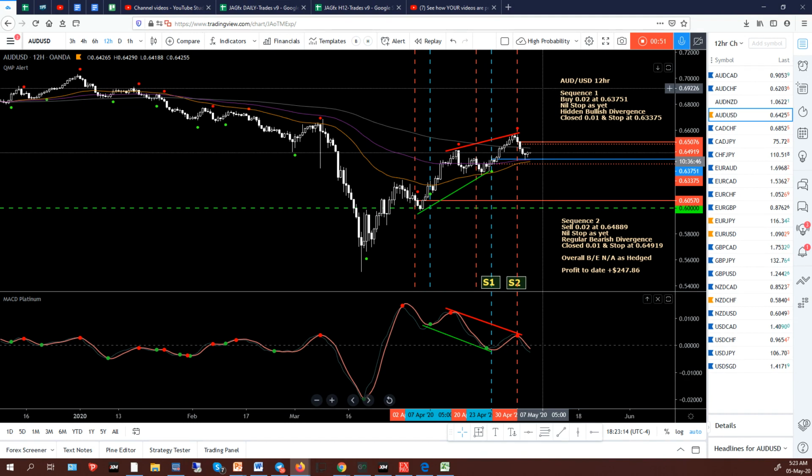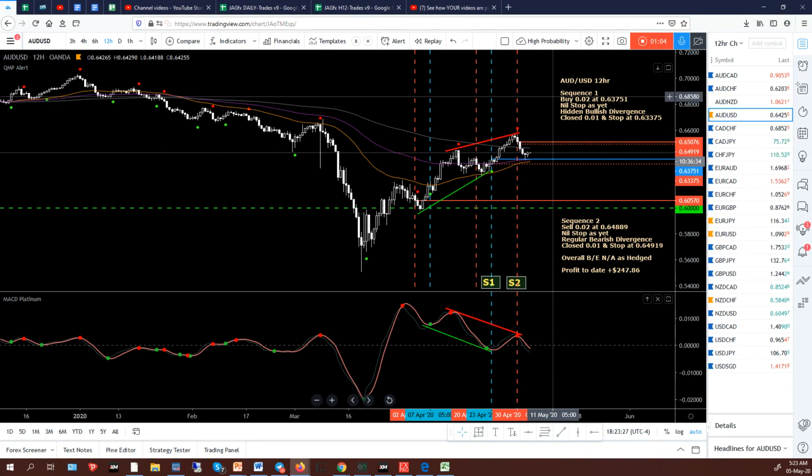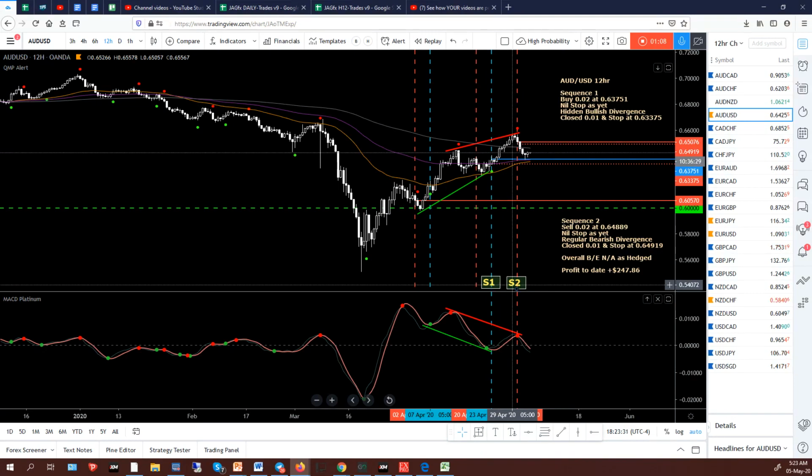Like I always say, you can pause the video and read my notes if I talk too quick or you don't understand my language, or you just want to read what I'm going through here. It does get a little bit confusing when there's multiple sequences on. You can see up here sequence 1, down here sequence 2. These match S1, S2, the starting point for each of those sequences.